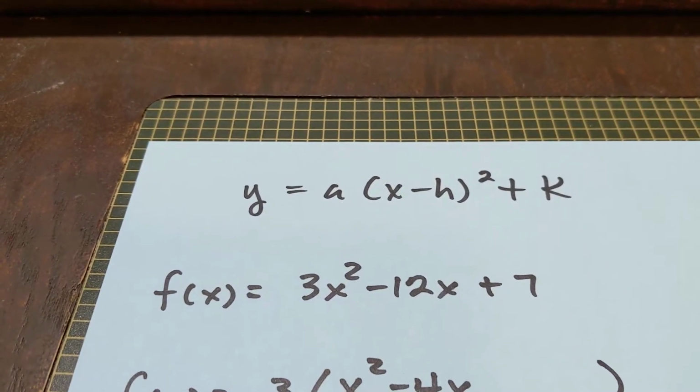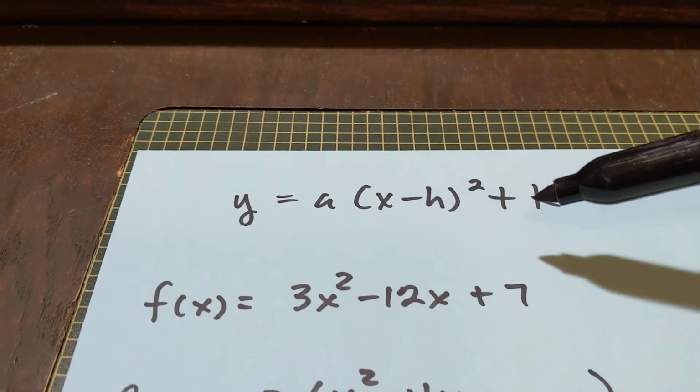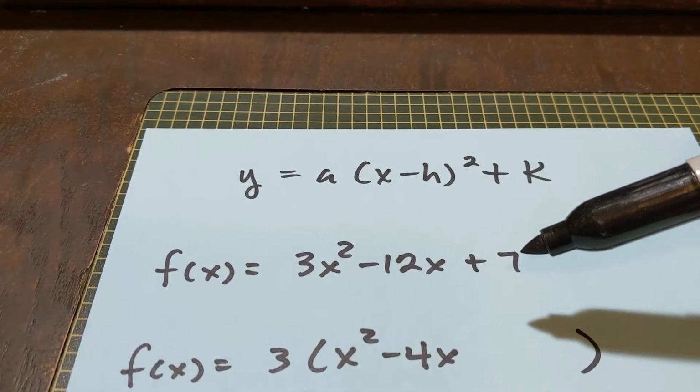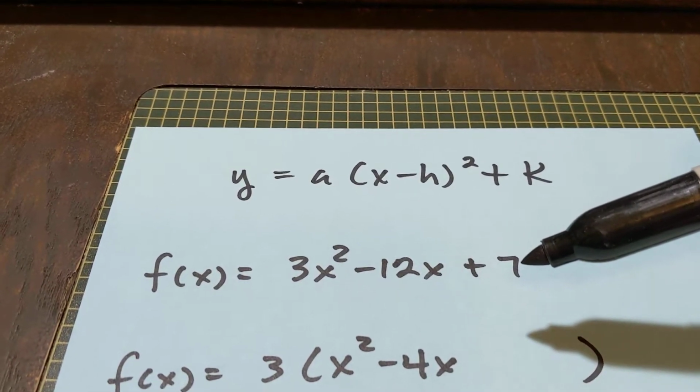All right, we're still talking about quadratics and putting them in vertex form. This is vertex form up here. And so here is a quadratic, and I want to put it in vertex form by completing the square so that I can find the vertex.